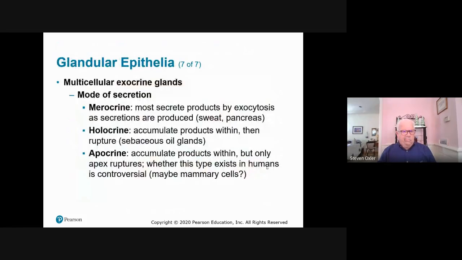And here it is. How do exocrine glands, remember, exocrine glands secrete their product into ducts? There are three modes of secretion of exocrine glands: merocrine, holocrine, and apocrine. Merocrine glands secrete their products by exocytosis, like sweat glands.